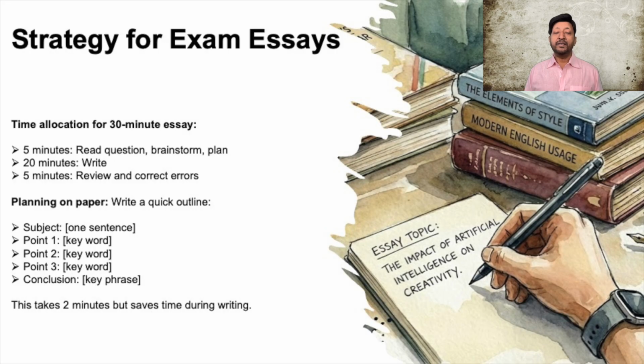Before writing, like we said, we have to write a brief outline on paper. Subject, 1 sentence, 1, 2, 3 points, a word each, and then the conclusion in a phrase. So you pick up that word, you continue writing the phrase, you continue writing. Maximum 2 minutes to plan your essay.